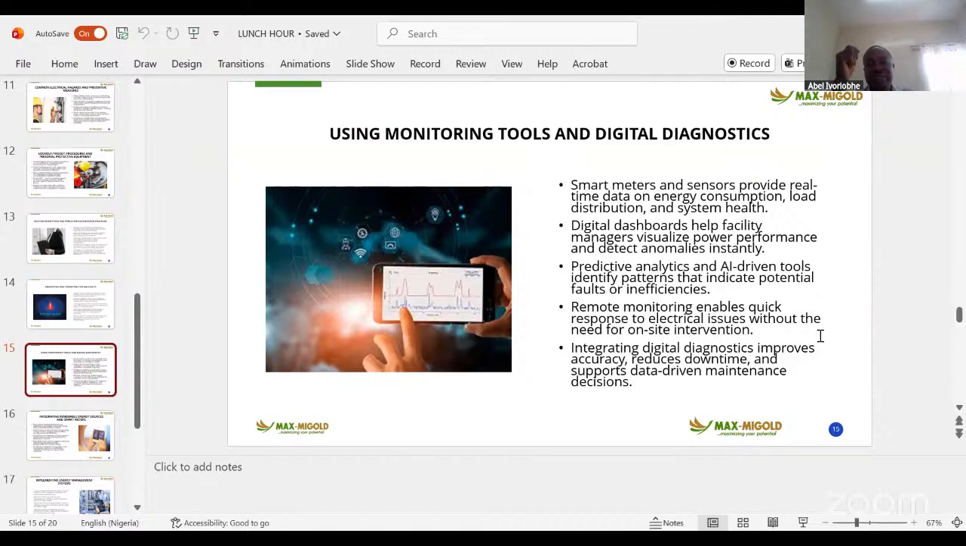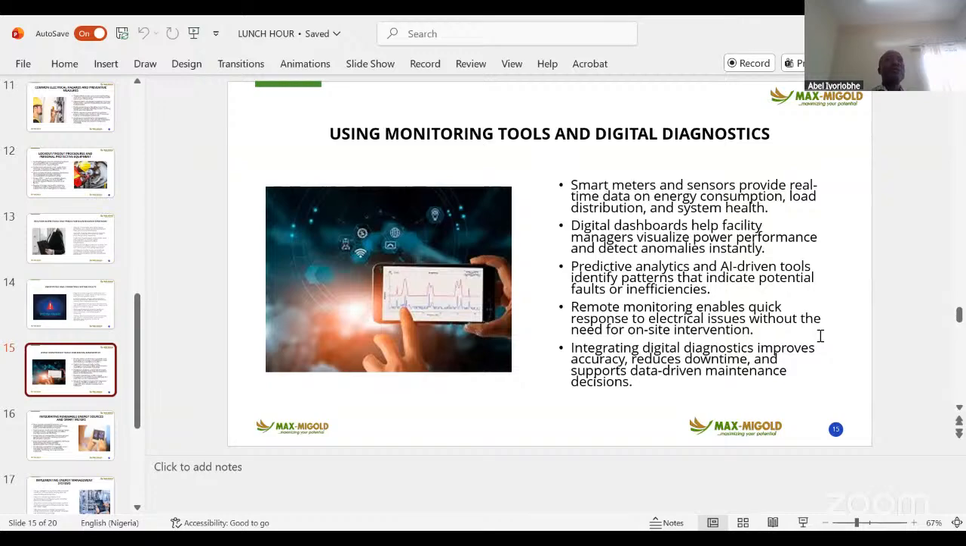Predictive analytics and AI-driven tools identify patterns that indicate potential fault or inefficiency. So these are what a digital monitoring gadget can help you to achieve. So in conclusion, integrating digital diagnosis improves accuracy, reduces downtime, and supports data-driven maintenance decisions.